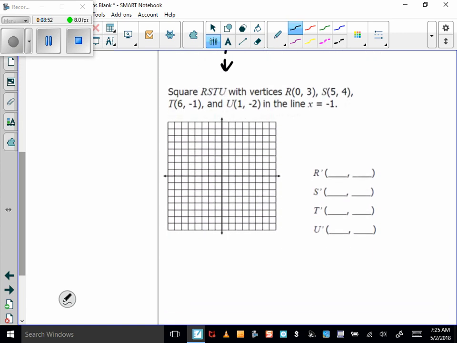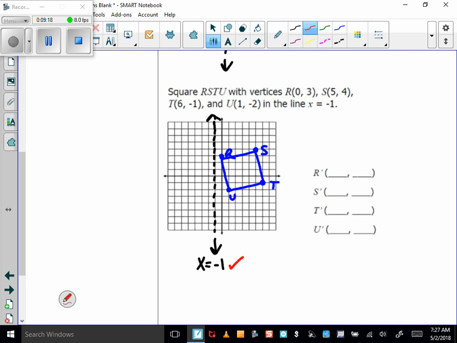Okay, I'm going to do this one with you right here. What I am going to do is I'm going to pause to put my vertices up here, RSTU, and then so you can pause and put RSTU on your coordinate plane, and then we'll come back and do this together. All right, so I've graphed my square RSTU with all the vertices, and what are we going to do? We're going to reflect in the line x equals -1.